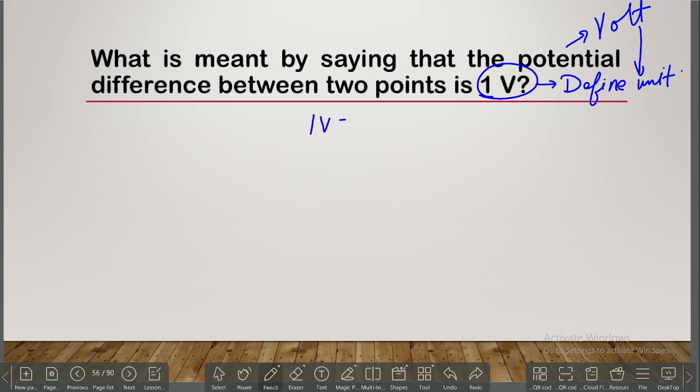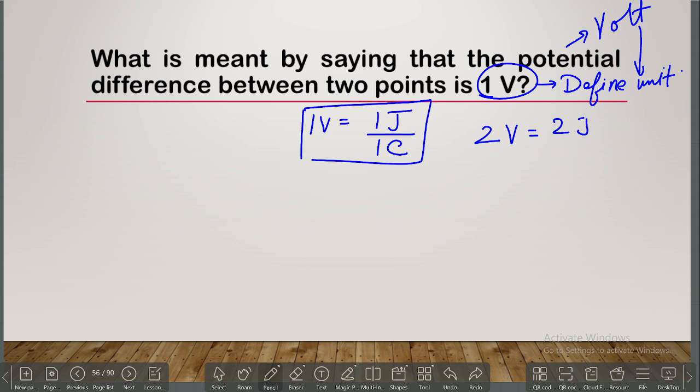1 volt is defined as 1 joule of work done in order to move a charge of 1 coulomb. Suppose if they are asking us to define 2 volt, how can we define it? 2 volt is defined as 2 joule of work done in order to move a charge of 1 coulomb.